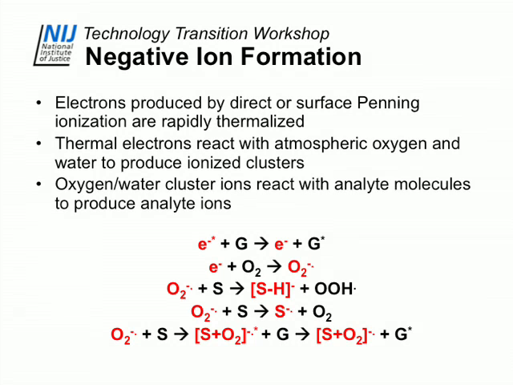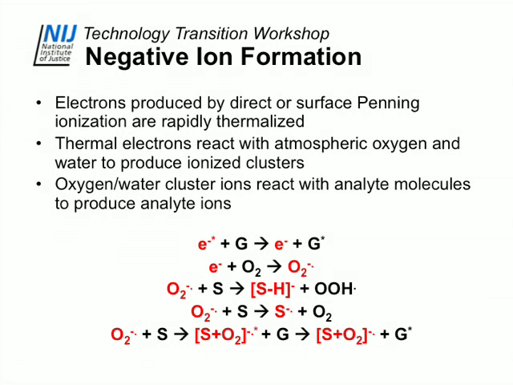So those slow electrons are picked up by the oxygen, and you wind up with an O2 minus dot molecule, and that can react with the sample in three ways. The most important one is that it can pull a proton off of a molecule, so you wind up with an [S-H]-. And you also get some radicals here, which can oxidize samples. You have to be aware that that's possible.